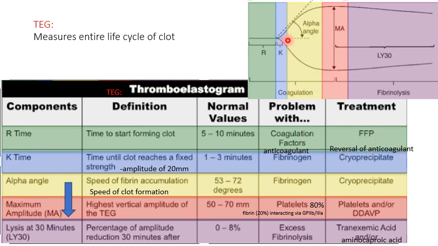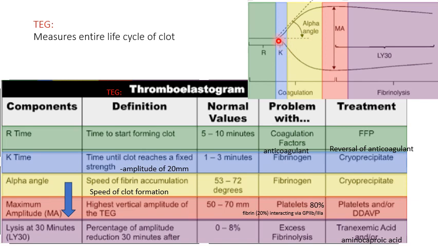And this you can see, this is the K time. K time is from the starting of the clot to 20 mm of amplitude. So the clot will start forming, and the amplitude will be measured. Once it reaches 20 mm of amplitude, this distance is measured, and this is called K time. We don't have to measure it, the machine will measure and tell you the K time. So normal K time, you can see, is 1 to 3 minutes, and if it is increased, it means there is a problem with the fibrinogen level, there is a low fibrinogen level, then you will have to give cryoprecipitate.